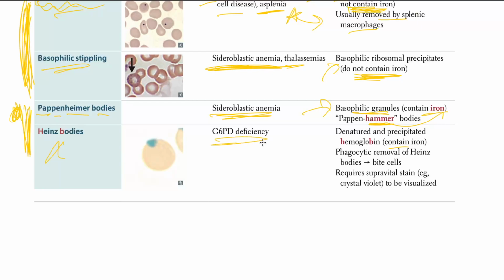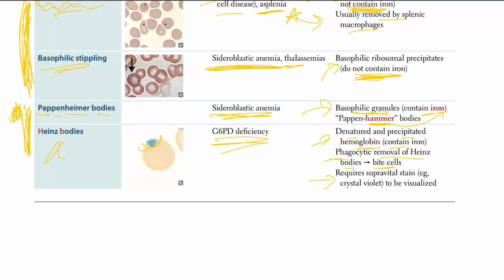Then you have the Heinz bodies. Heinz bodies are seen in G6PD deficiencies. You have denatured and precipitated hemoglobin that contains iron, and phagocytic removal of Heinz bodies leads to bite cells. Hemoglobin does contain iron. If you were to remove this, you're going to have a bite cell.